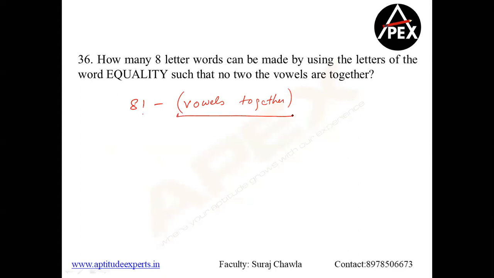So if I go with this, now understand vowels are together. So all I'm looking at is 8 factorial. Here, you will also have cases where 3 vowels are together, Mahati. All the vowels are not together is different. All the vowels are not together is different from all the vowels are together. Sorry, is different from no two vowels are together. Clear, Mahati?